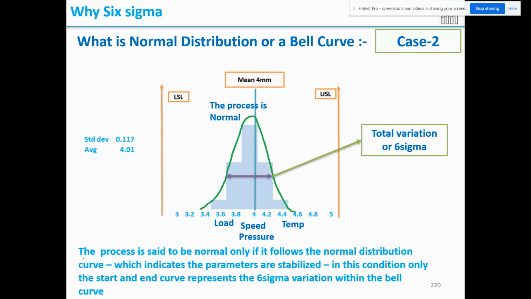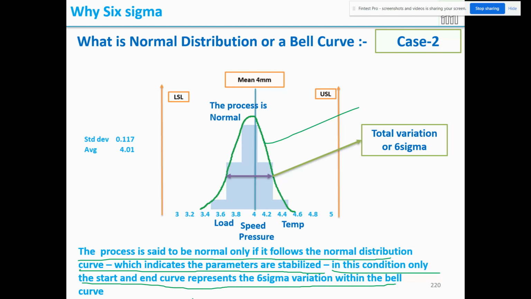Now, the process is said to be normal only if it follows a normal distribution curve, which indicates the parameters are stabilized. So we can say the parameters are stabilized. In this condition only, the start and the end of the curve represent Six Sigma variation within the bell curve. So in this condition, we say this is a Six Sigma variation only in the bell curve.